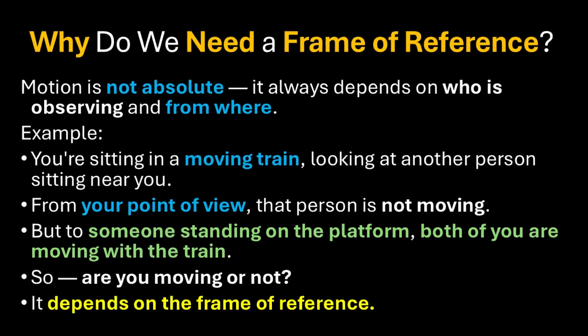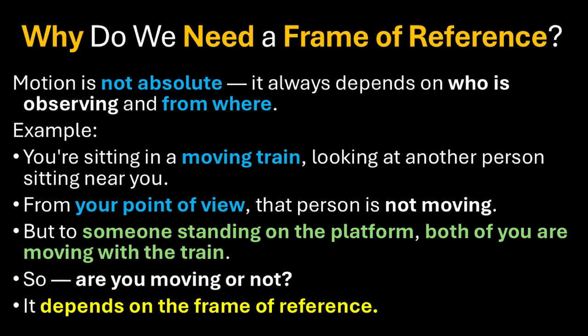So this might be the first question that is coming to your mind while we were solving this question using train A as a frame of reference. Why do we need a frame of reference, right? The straightforward answer is because motion is not absolute. It always depends on who is observing and from where. Now, from where basically stands for the frame.